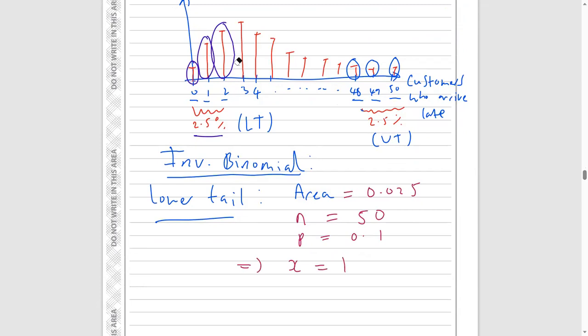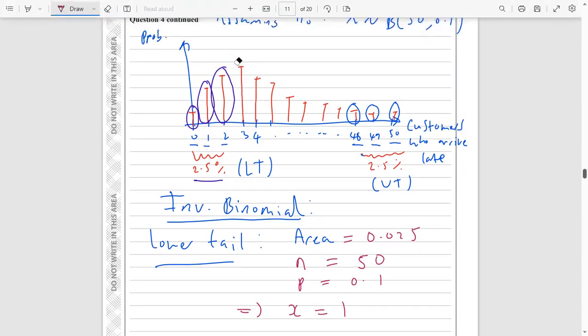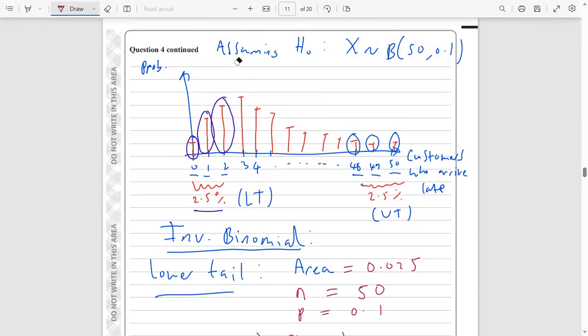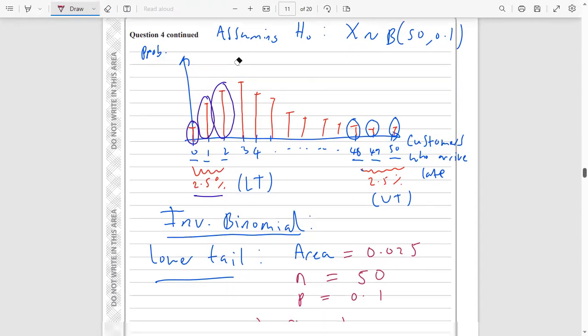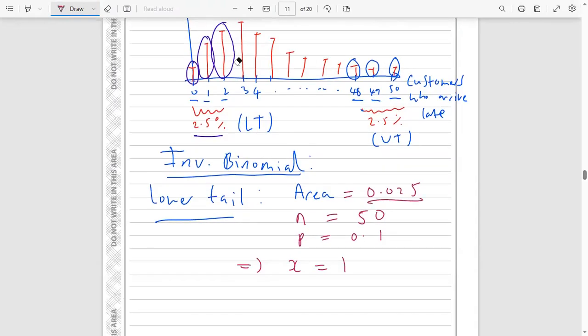Okay, so what does that tell us? So we just got to be careful with this. What that's telling us is that when we put this number into the calculator, this area is 0.025, we get a value of x equals 1.